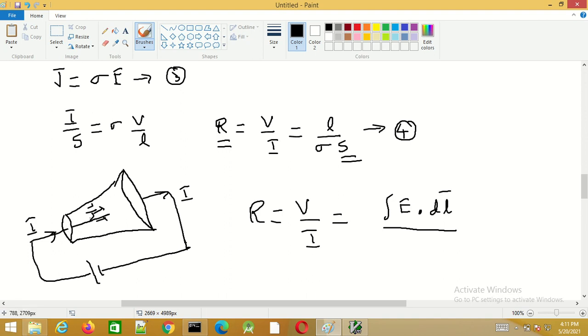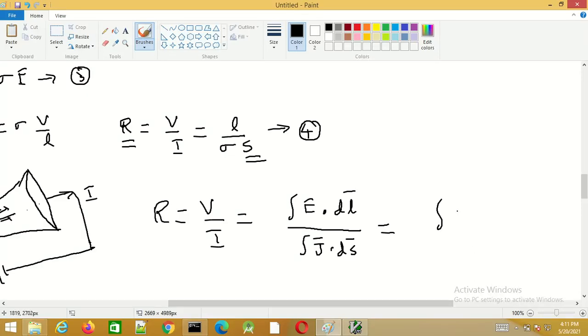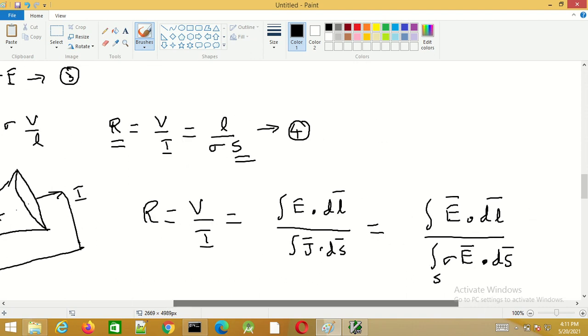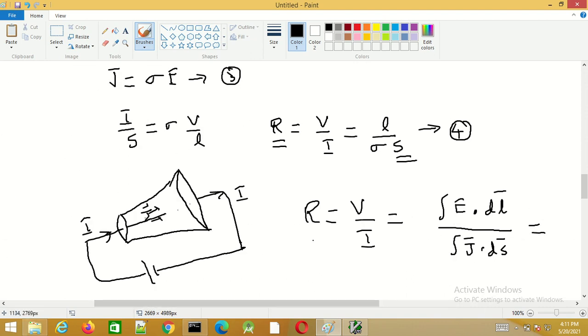Along any particular path we can integrate E, and here I is given by the surface integral of J dot dS. Since J is equal to sigma E, we can write R as the integral of E dot dl divided by the integral of sigma E dot dS. So using this expression we can obtain the resistance of any conductor of arbitrary cross section.